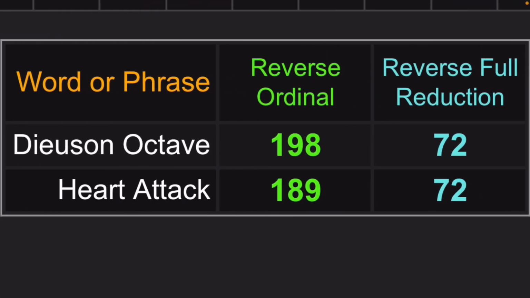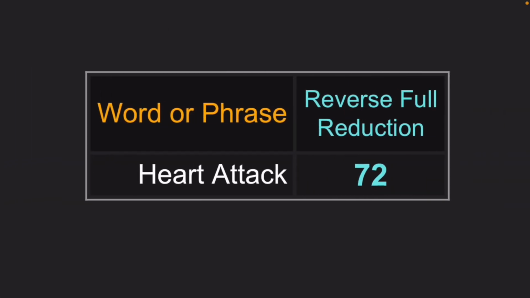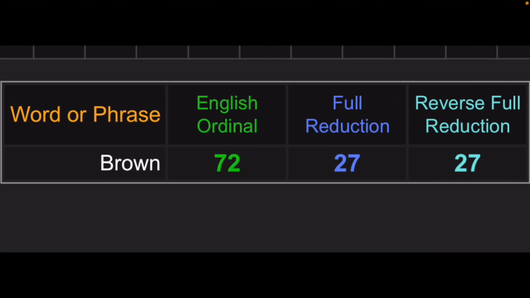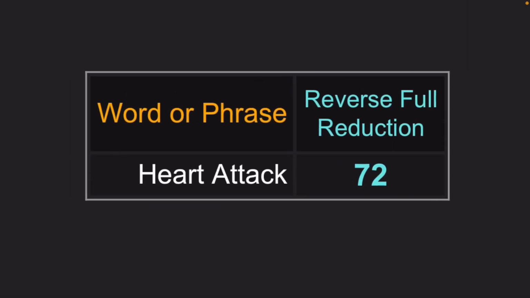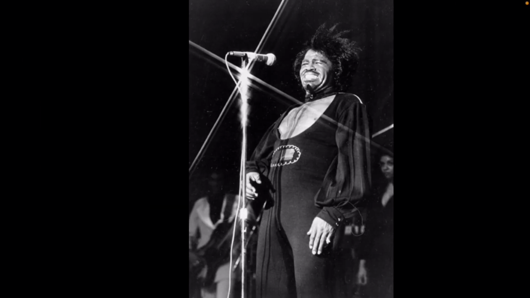So Kodak's name equals 198 and heart attack equals 189 in the reverse ordinal cipher. So you flip the 98 and you get 89, and then they both equal 72 in the reverse full reduction cipher. And to prove that James Brown's death was scripted, heart attack equals 72, right? And Brown also equals 72, and Brown is James Brown's last name. And it also equals 27 in that same cipher, that heart attack equals 72.